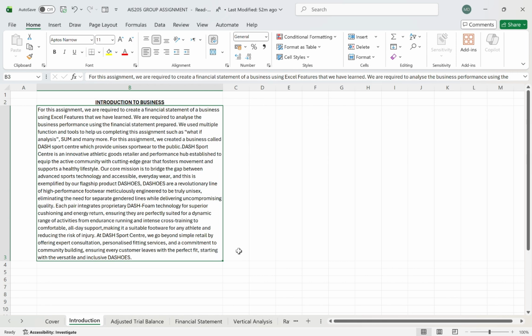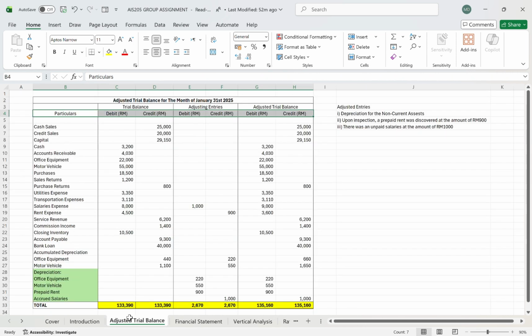Moving on to our adjusted trial balance. For our adjusted trial balance, we use the 3-column adjusted trial balance, which consists of the trial balance column, the adjusting entries column, and the adjusted trial balance column. For our adjusting entries, we have 4 types: 2 for the non-current assets, which are office equipment and motor vehicle, 1 is prepaid rent, and 1 is accrued salaries.